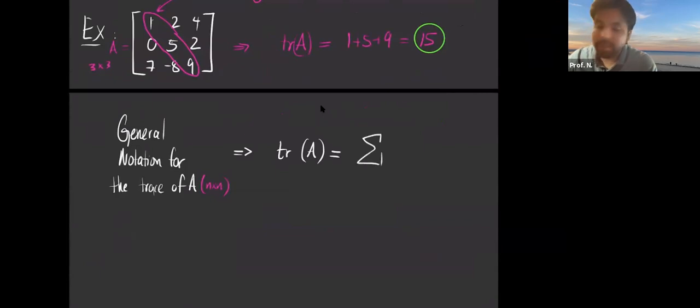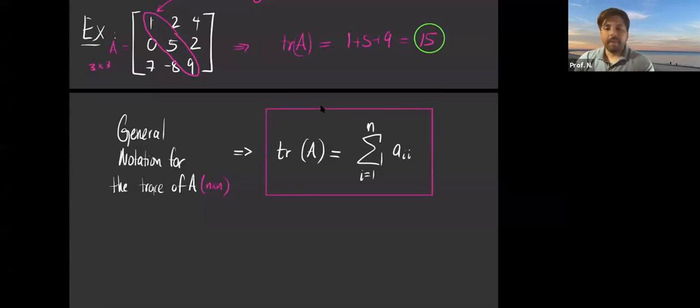I would take the summation of the diagonal entries, and the diagonal entries are the ones that are the first row, first column, second row, second column, third row, third column, fourth row, fourth column, all the way to the nth row, nth column. You add these up and you get the trace. Makes sense? That's how we generalize this idea of the trace of A. Okay.